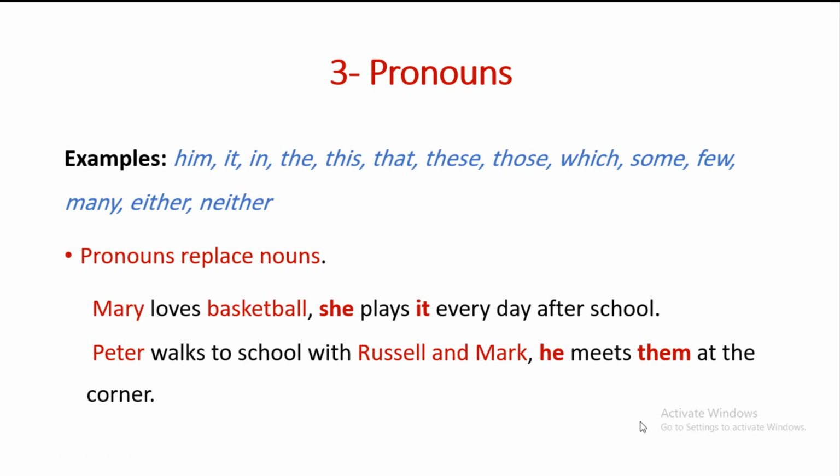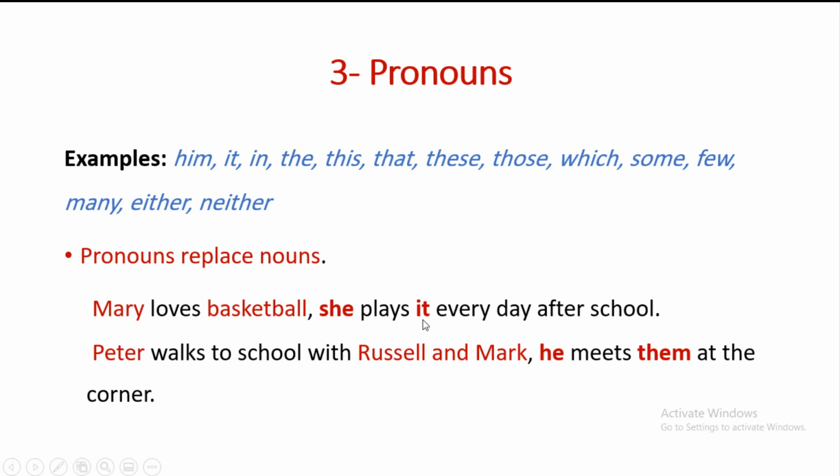Pronouns. Pronouns replace nouns. So instead of saying Mary loves basketball, I'd say she. She refers to Mary. All right? It refers to basketball. So Mary loves basketball. She plays it every day after school.